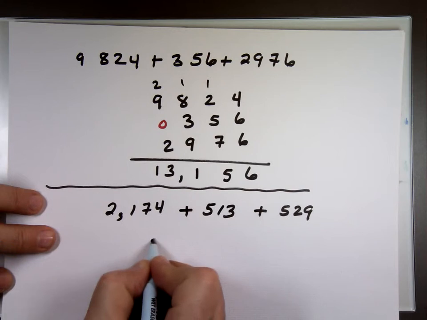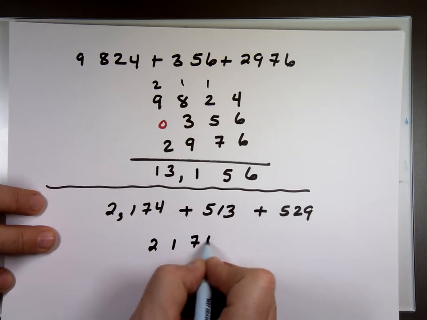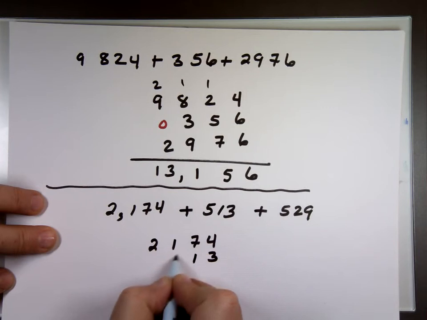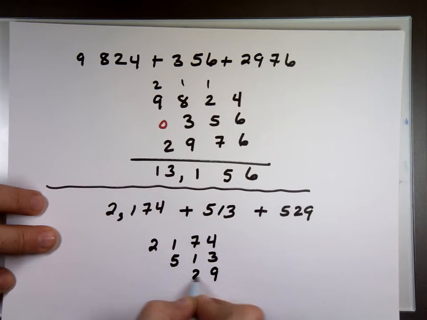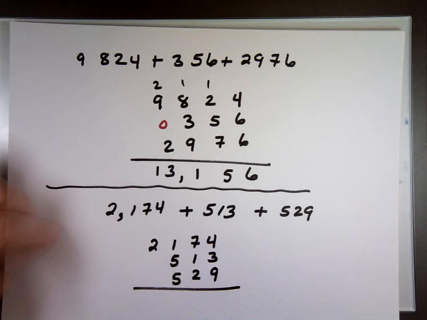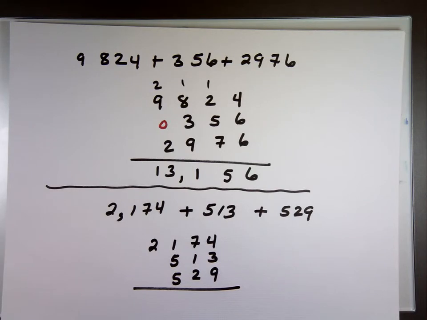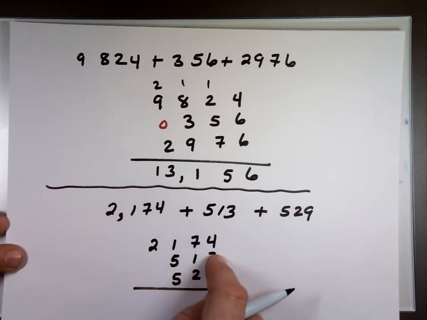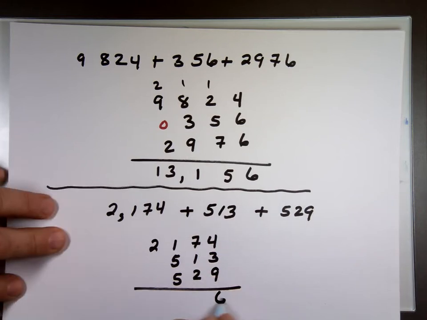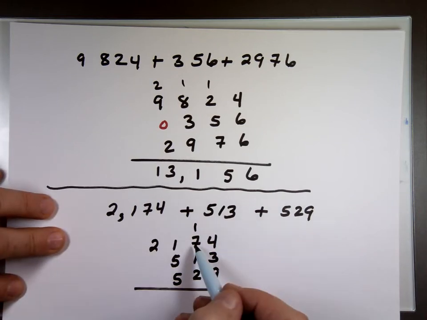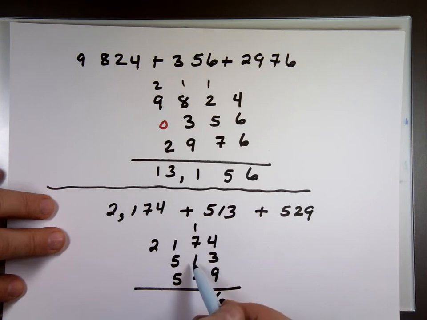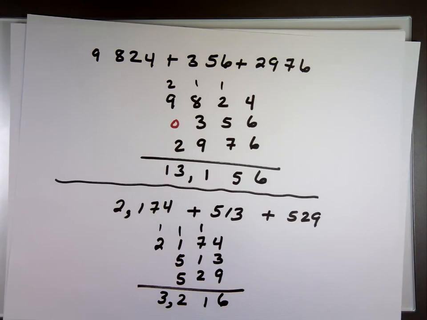You go 2, 1, 7, 4, 3, 1, 5, 9, 2, 5, and you just add them. 4 and 3, 7. 7 plus 9, 16, carry 1. 1 and 7, 8, 9, 17, carry 1. 1 and 1, 2, 7, 12, 2, carry 1. So now your balance becomes $3,216.